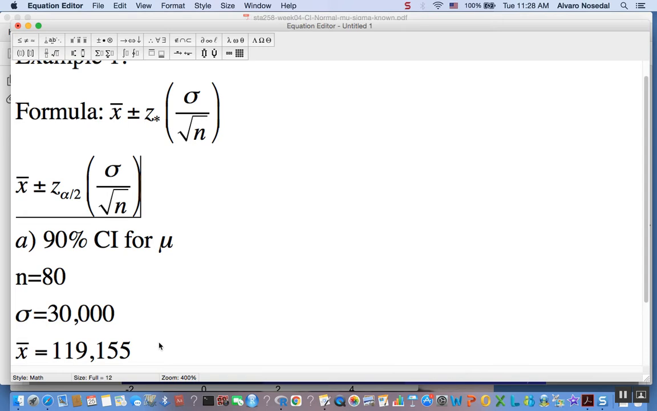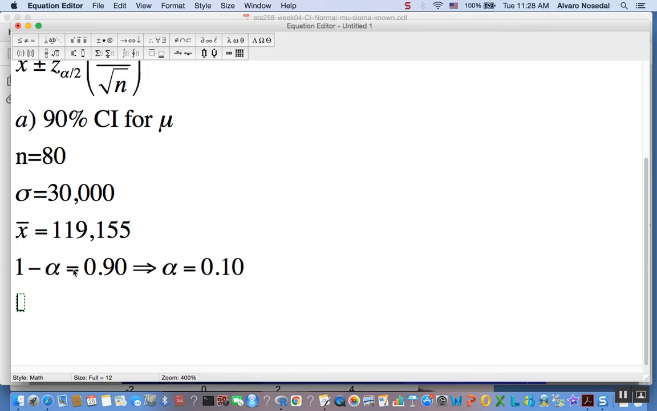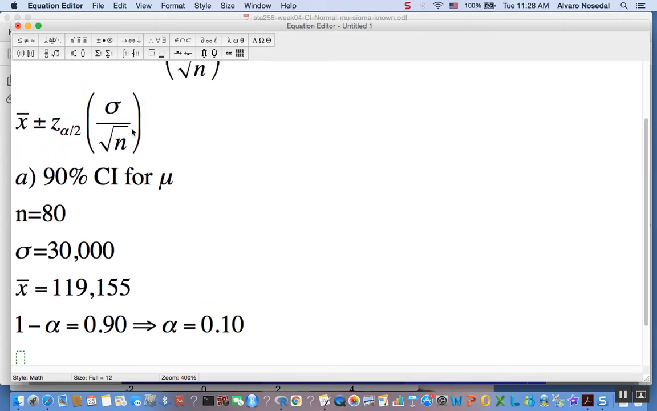Okay, so let's keep going. Just notation. If you take a look at what we have, we already have x bar, we already have sigma, we already have n, so the only thing that we need is the critical value. If we have the critical value, we are done. We're going to be able to find the lower confidence limit and the upper confidence limit of our confidence interval. So let's find c star, or c of alpha divided by 2.